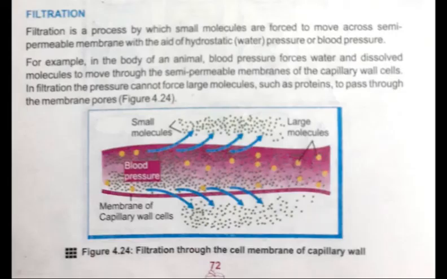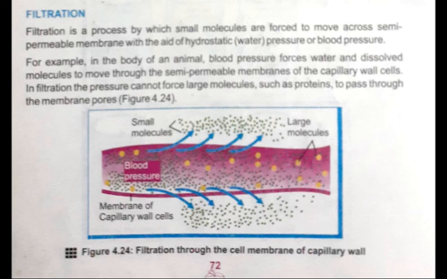Filtration is basically a process in which molecules are forced to move across semi-permeable membranes. The molecules that cannot cross the semi-permeable membranes, we can force them to cross with the help of water or blood pressure. Now I will read the definition of filtration. Filtration is a process by which small molecules are forced to move across a semi-permeable membrane with the help of hydrostatic pressure. Hydrostatic pressure means water pressure or blood pressure.